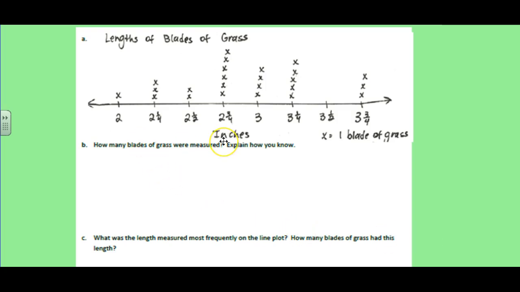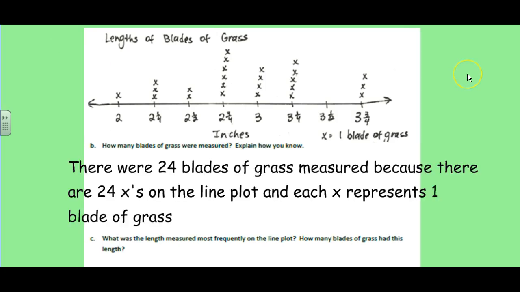It says how many blades of grass were measured and explain how you know. We did that question a lot when we were working with line plots. The way that we figure out how many pieces were measured in all is by counting all of the X's. And then we know that whenever we're explaining how we know, it's because that's how many X's were on the line plot. So I want you to go ahead and answer part B and push play whenever you're ready to check that. Okay, so there were 24 blades of grass measured because there are 24 X's on the line plot and each X represents one blade of grass. So you should have counted all of the X's and you should have come up with 24 to be able to answer question B.